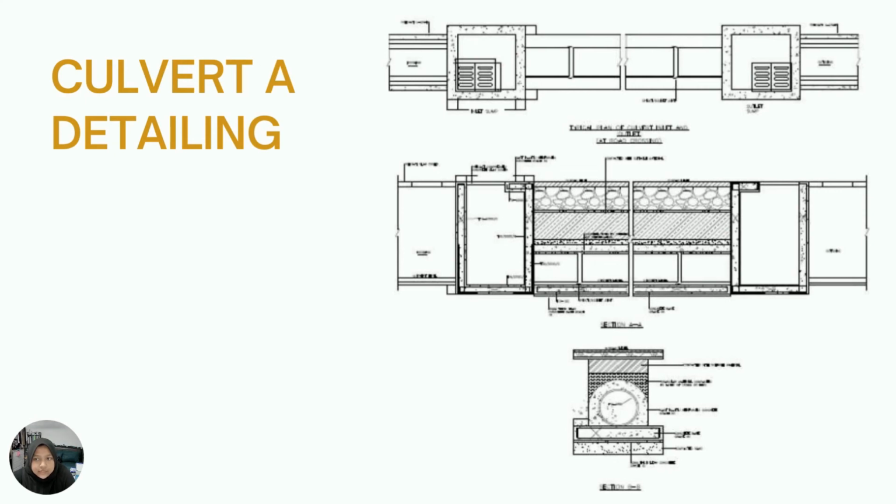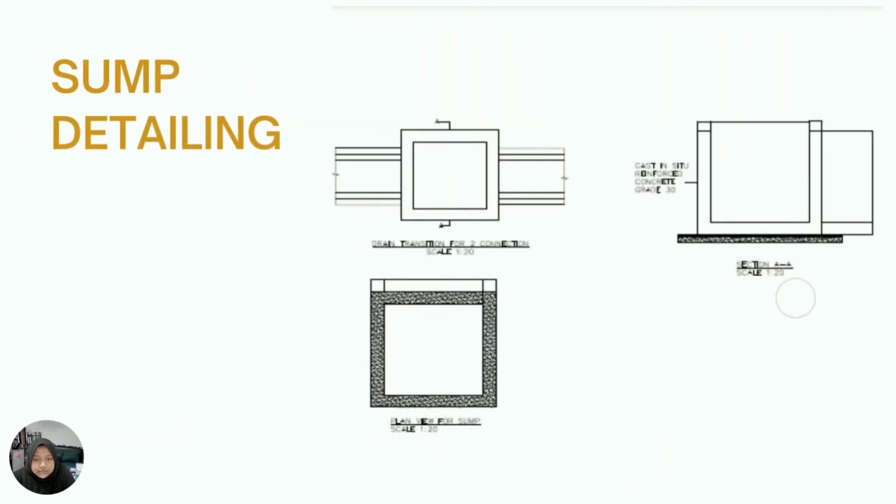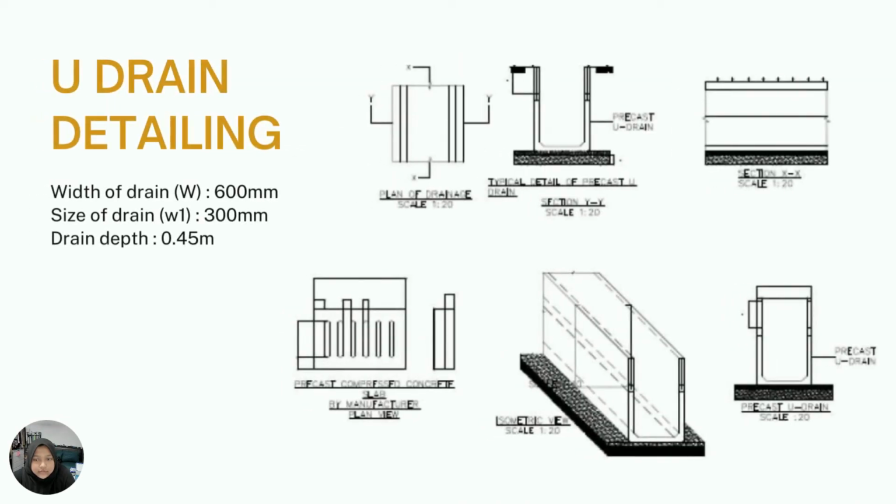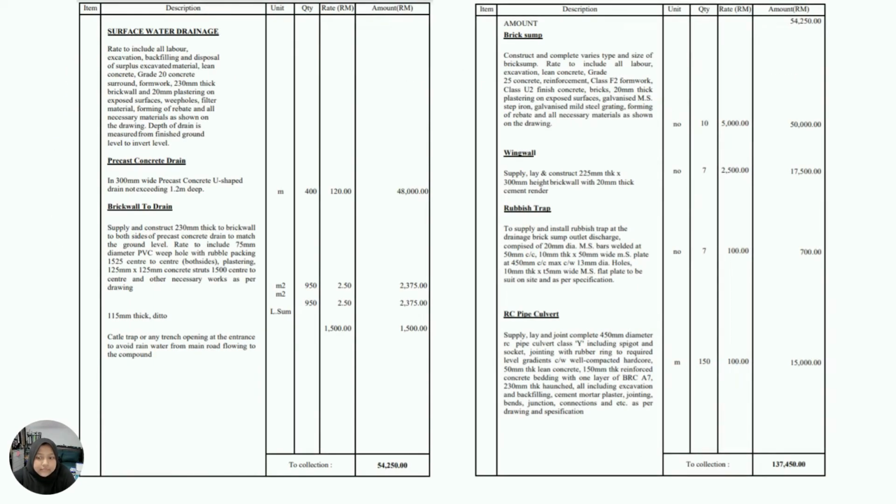This is covered A detailing. This is drawing for some detailing. And this is view drain detailing, which is the width of drain is 600 millimeter and the size of drain is 300 millimeter. And the drain depth is 0.45 meter.